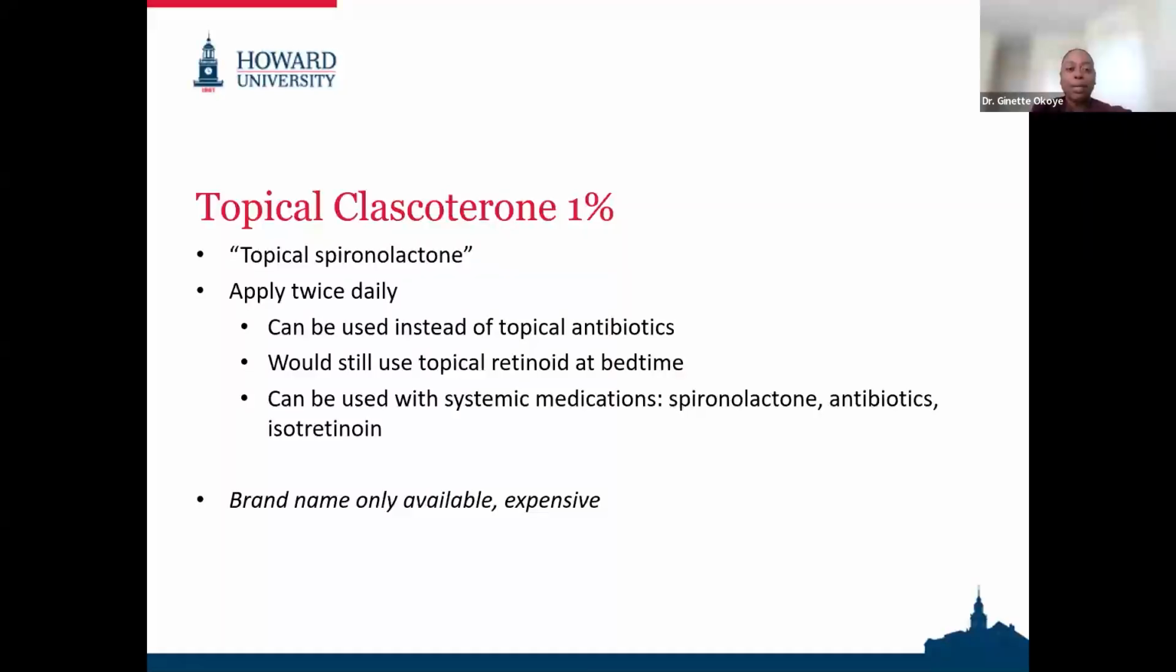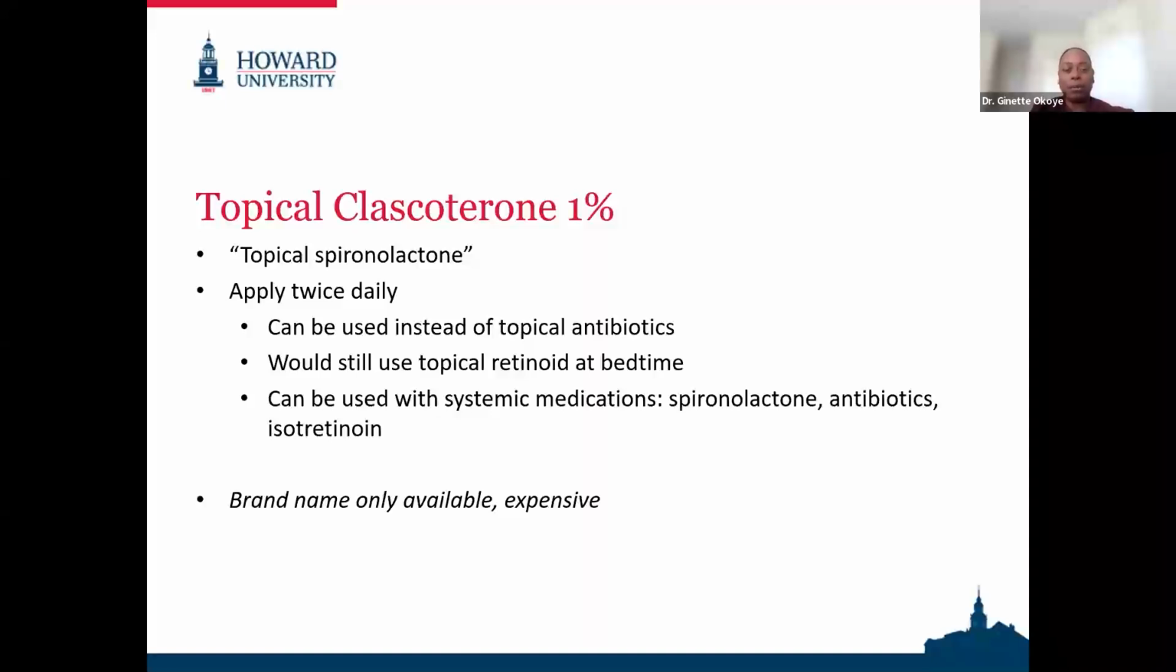And then topical clascoterone is a brand name, relatively new product that's basically being billed as topical spironolactone. Some of my patients have been lucky enough to get this covered. It works really well. It's twice a day application, but most of my patients can't get this. But my colleagues in private practice are using this quite a bit instead of spironolactone.